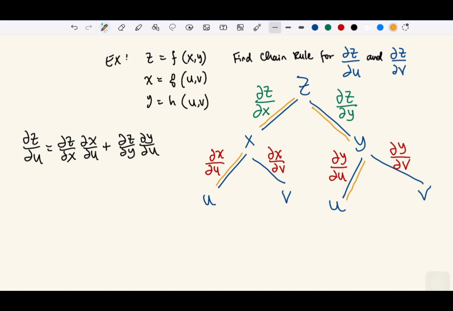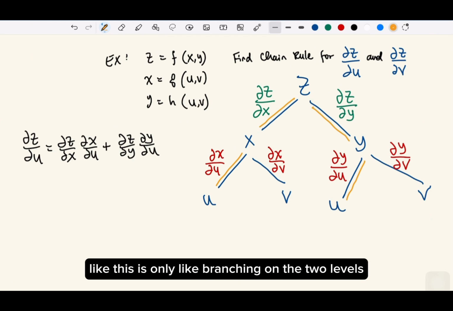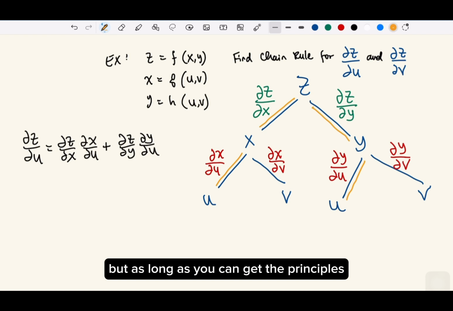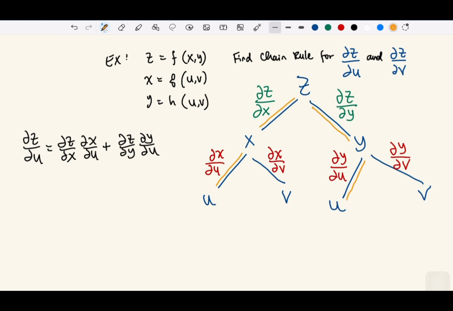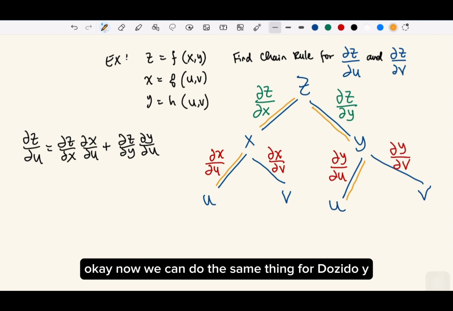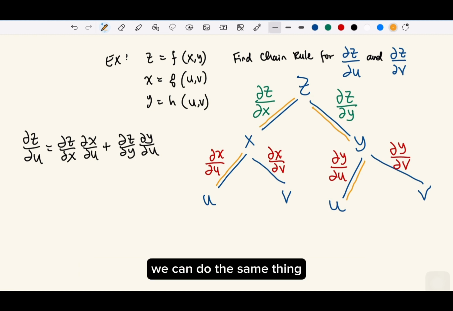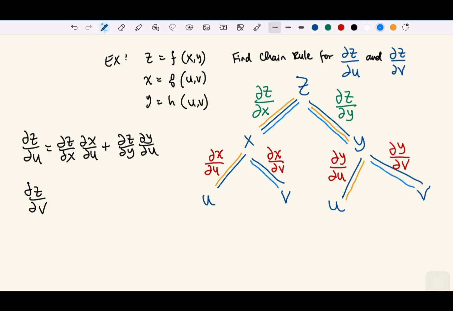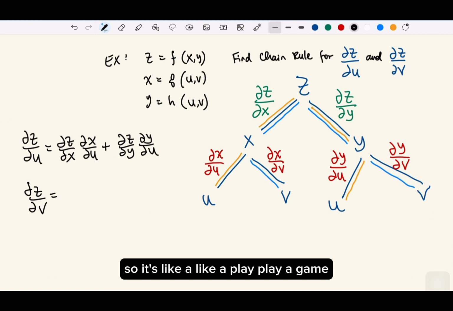You can imagine that if we have more, this is only branching on two levels. We can have many levels, but as long as you keep the principle, from the start z to the end, you choose what kind of chain rule you want. Now we can do the same thing for dou z dou v. We start from z and move out, and then we end up in v. So it's like playing a game.